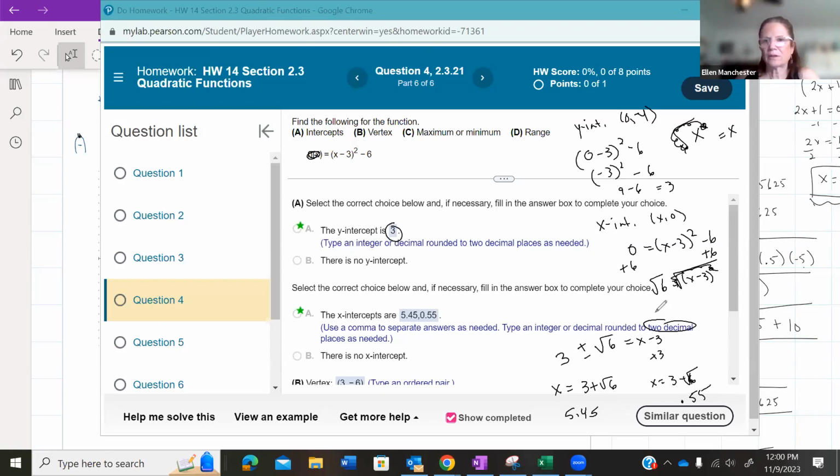Okay. So the intercepts, you're just replacing one with 0 and then replacing the other with 0. And then my vertex is sitting right here. The vertex is at (3, -6). It's sitting right there. Is it a max or a min? Well, my first term is positive, so it's a minimum. And then the range is based on the y value of my vertex. So the range goes from -6 to infinity. It goes up.